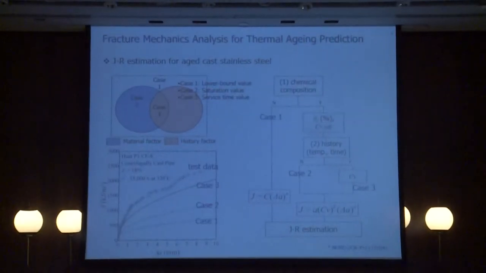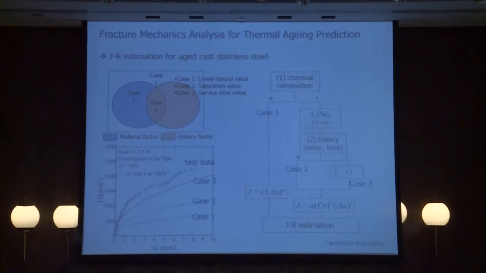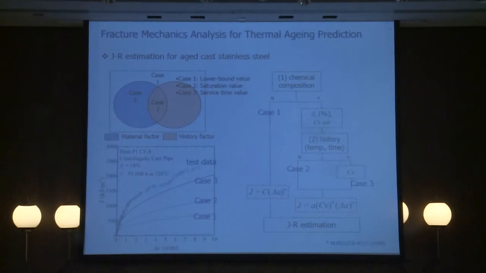In the existing research, the Argonne National Laboratory proposed a fracture mechanics analysis method to predict the thermal aging effect. They proposed 3 cases for equations. The first case is without chemical composition and without operating history. Then we have to use the simplest equation, which is very conservative. If we have only chemical composition, then we use case 2, which is from the Charpy impact test of thermally saturated state. If we have the chemical composition and operating history, then we can use the case 3 equation, which is the most accurate of those 3 cases.